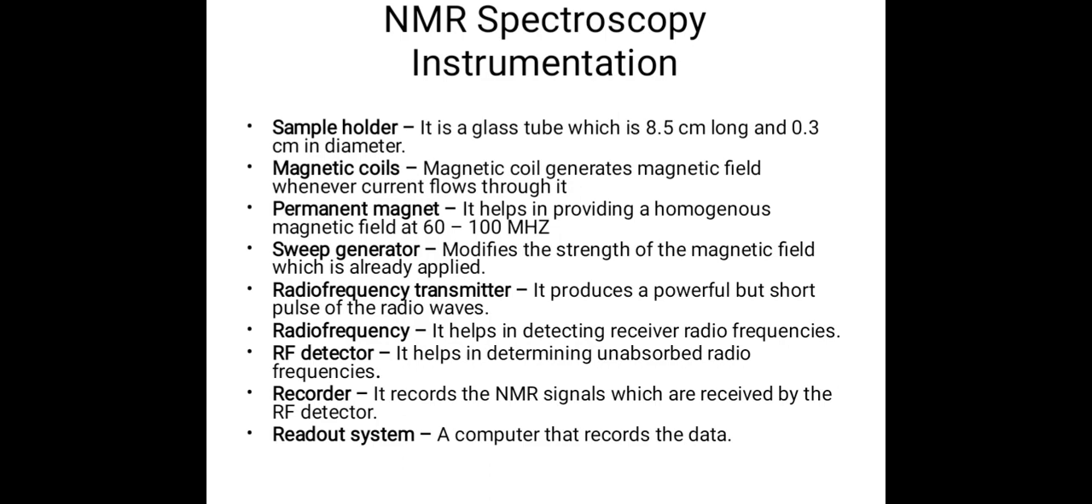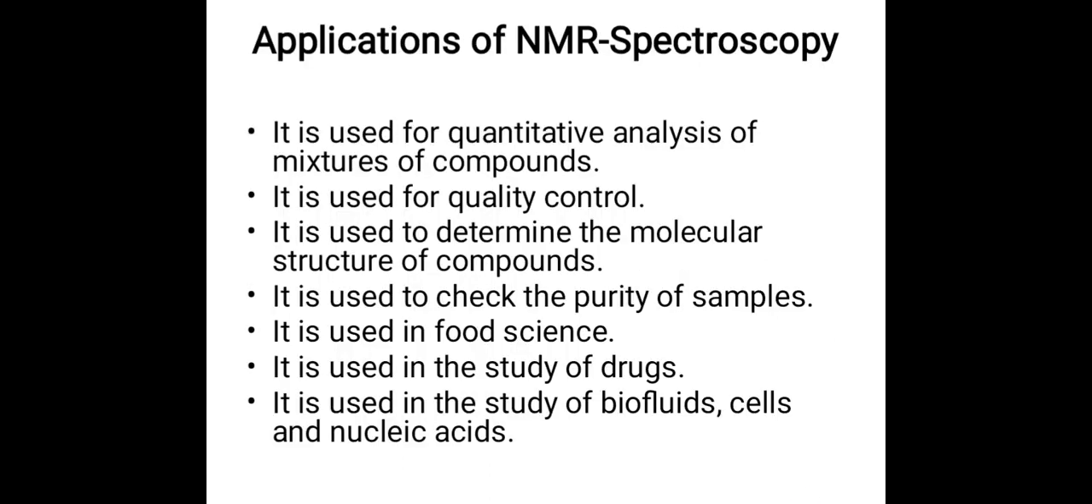Radio frequency transmitter produces a powerful but short pulse of the radio wave. Radio frequency receiver helps in detecting the radio frequencies. RF detector helps in determining unabsorbed radio frequencies. Recorder records the NMR signals which are received by the RF detector. Readout system, a computer that records the data.